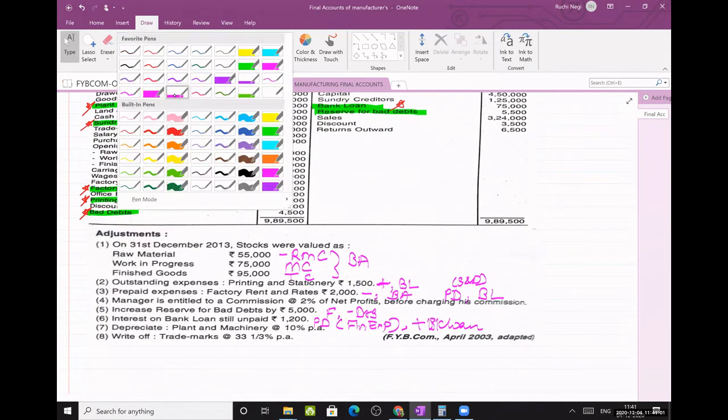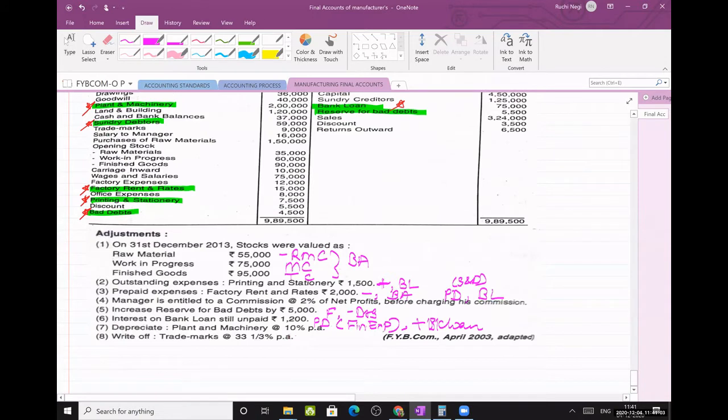And the second effect of this, I mean depreciation, how will it be treated? It will be treated as manufacturing debit under the heading factory. Second effect will be less from plant and machinery in the balance sheet asset side.